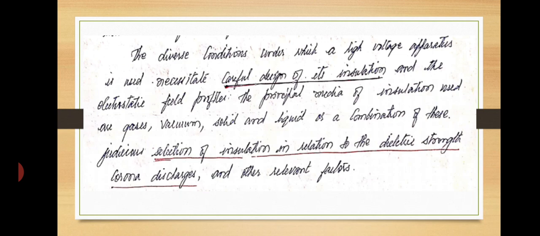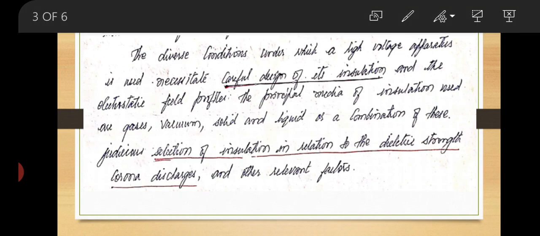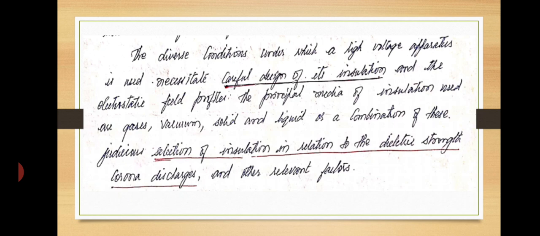So the diverse conditions under which a high voltage apparatus is used necessitates careful design of its insulation. I have just underlined that one. So we are going to design the insulation for the high voltage apparatuses and the electrostatic field profiles. Selection of an insulation is in relation to the dielectric strength, corona discharges, and other relevant factors.